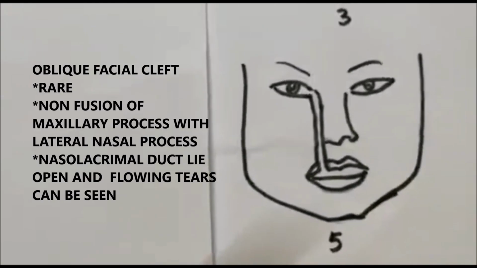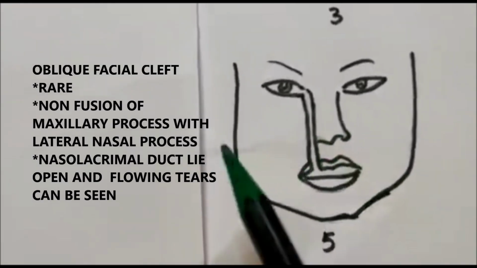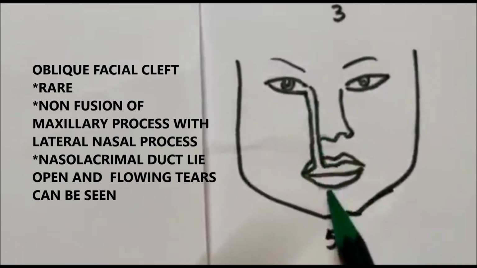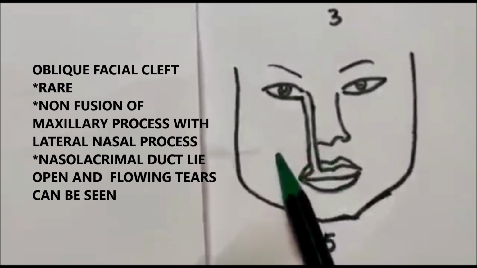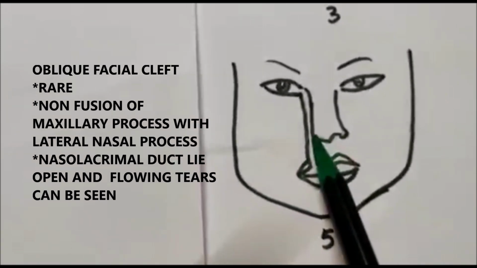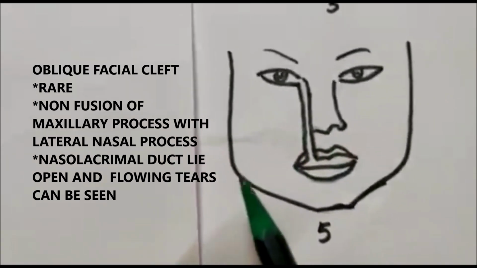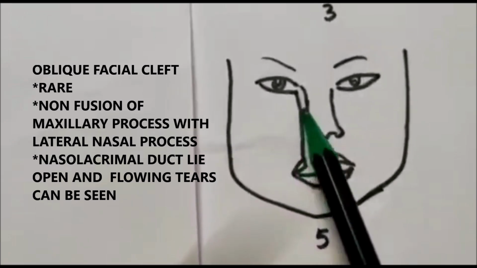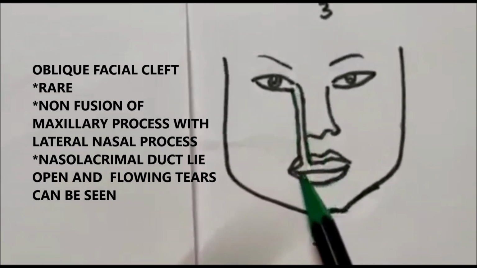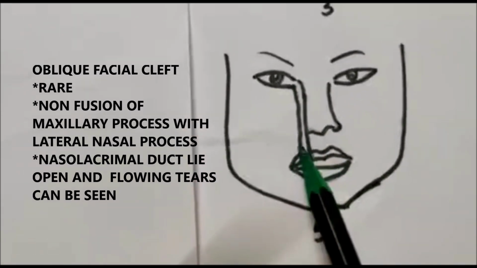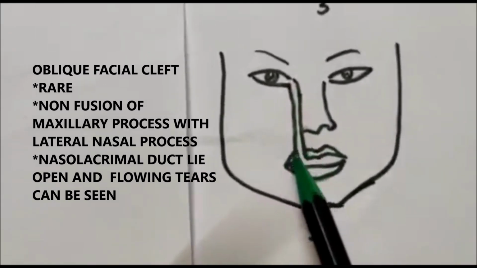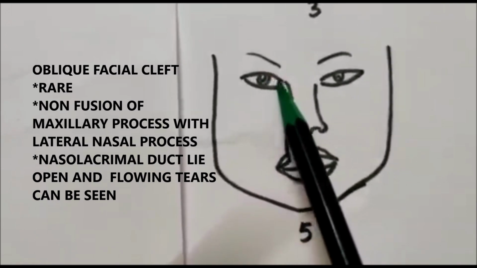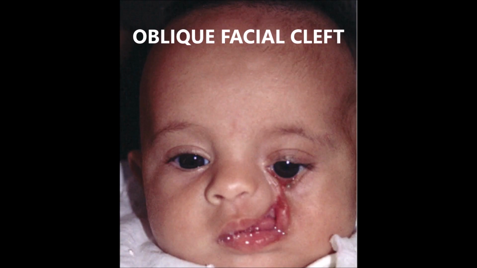This is another type of cleft which is also rare, and it is called an oblique facial cleft. This occurs when the maxillary process does not fuse with the lateral nasal process, and it will lead to a patent nasolacrimal groove, and we can see the nasolacrimal duct open. It is not closed from above, and we can see even the tears running in this cleft.